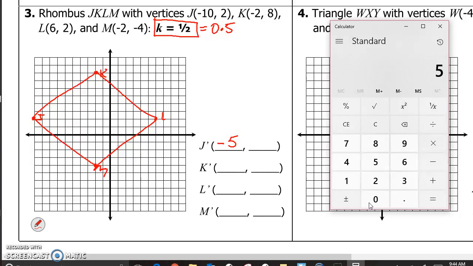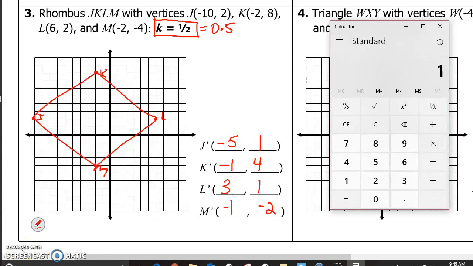So my new point for J is -5, and then 2 times 0.5 is 1. So the other point for J is 1. So go ahead and do those on your calculator now, finding the new coordinates. Okay, so if you multiplied everything by 0.5, you should have gotten -1, 4, 3, 1, and -1, -2.